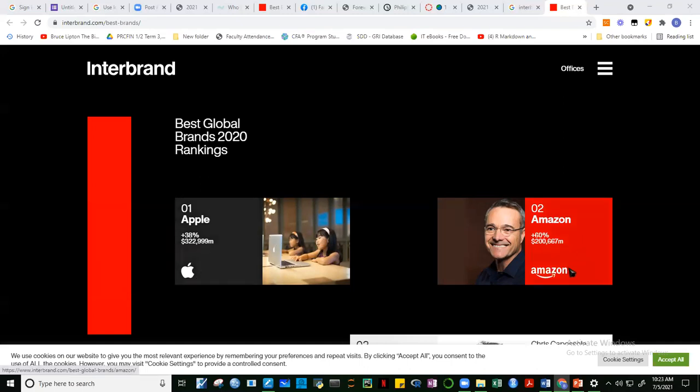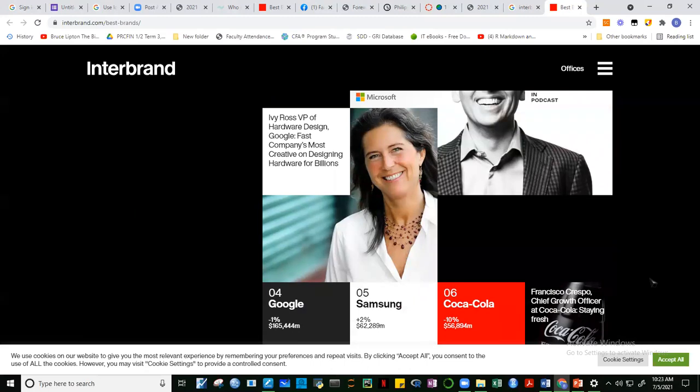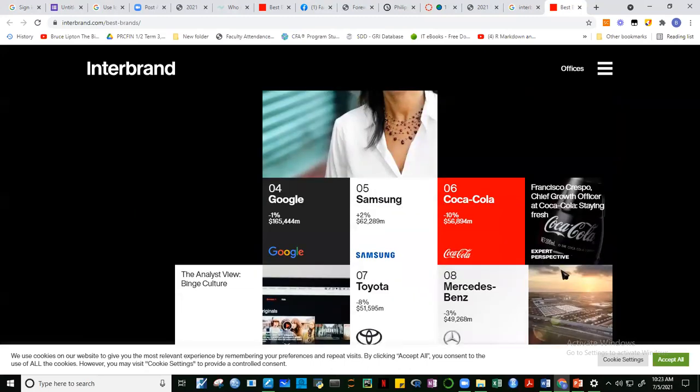Okay, next is Amazon. A far second, guys, Amazon, 200 billion. Then Microsoft 166. Okay, then Google. For a while, guys, when Interbrand started, Coca-Cola was always number 1. But over time, its value kept going down. Now in 2020, it dropped by 10%. Then Toyota, still there.